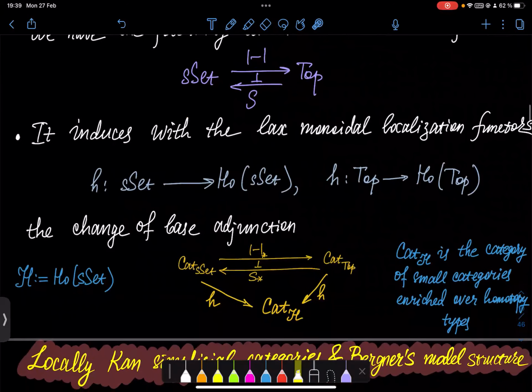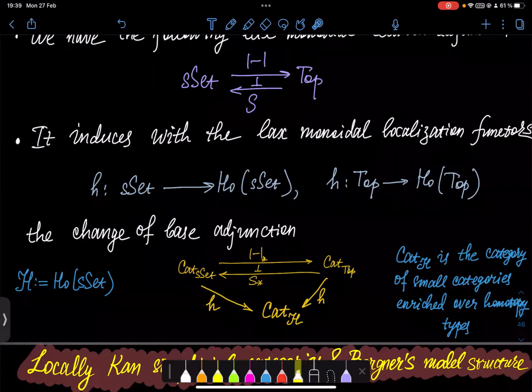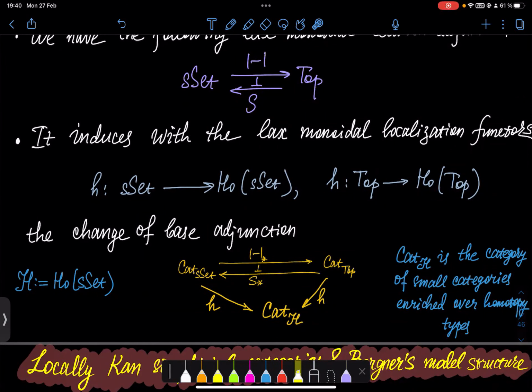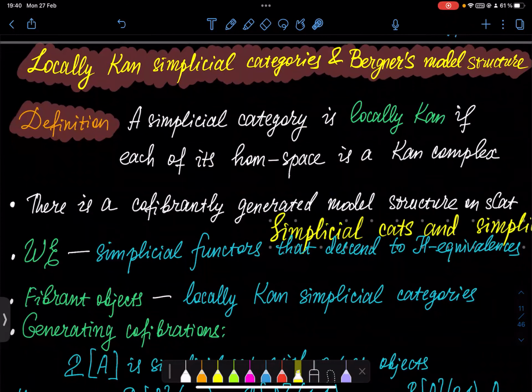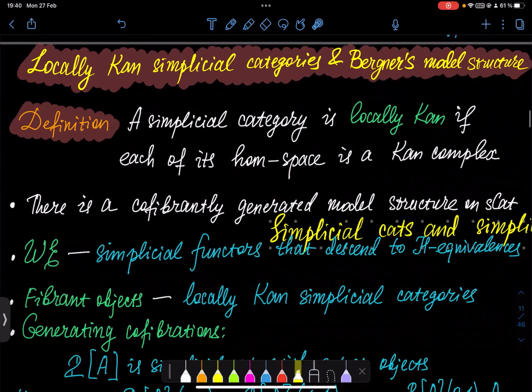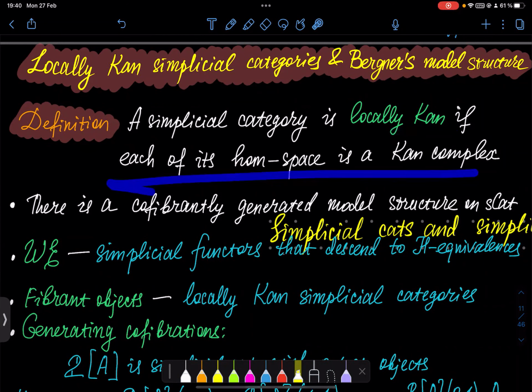And for the work, it's not important what we use. Certainly, okay. So locally simplicial categories and Bergner's model structure. It turns out that on the category of simplicial categories, there is an interesting model structure, the so-called Bergner model structure, and now we discuss this point. So by definition, a simplicial category is locally Kan if each of its hom spaces is a Kan complex.